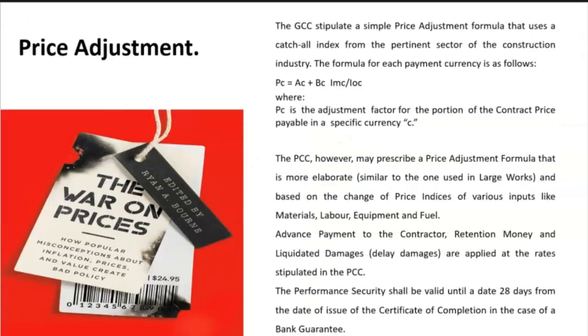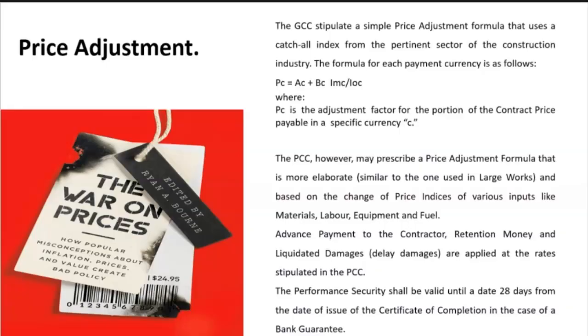Price adjustment. The general conditions of contract for small work stipulates a simple price adjustment formula that uses a catch-all index from the pertinent sector of the construction industry. The formula for each payment currency is as follows. PC is equal to AC plus BC IMC over IOC, where PC is the adjustment factor for the portion of the contract price payable in a specific currency.